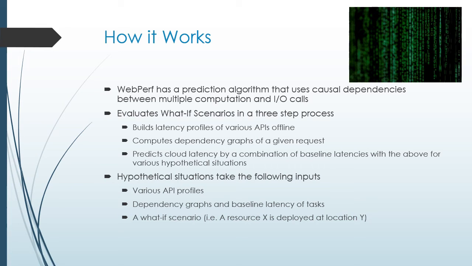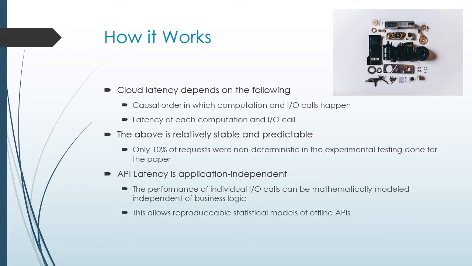And these hypothetical situations take in the following inputs, which are various API profiles, which again are known, dependency graphs and baseline latency of tasks, and a what-if scenario. And a what-if scenario is literally just, an example that they provided was, a resource X is deployed at location Y.